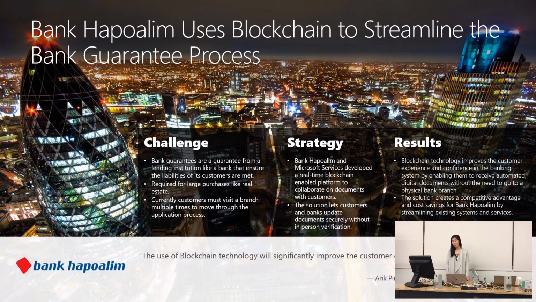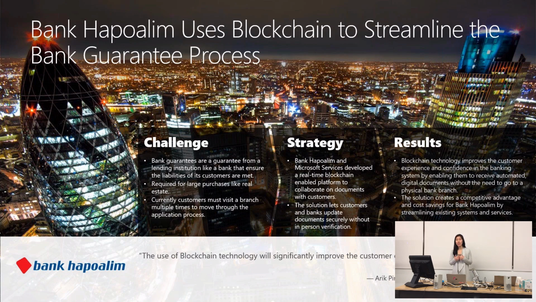And then one other one, Bank Hapoalim, uses blockchain to streamline the bank guarantee process. When you think about financial services, there can be a lot of back and forth between a customer and a bank, trying to figure out the different terms and the different situation they're in to get a bank guarantee for, in this case, purchasing real estate. Leveraging blockchain basically made it much easier for Bank Hapoalim customers to get a bank guarantee without having to make so many trips to the branches, without having to question, all right, what's the latest state of my guarantee application?